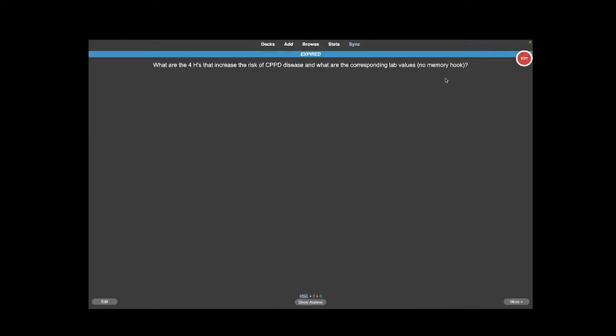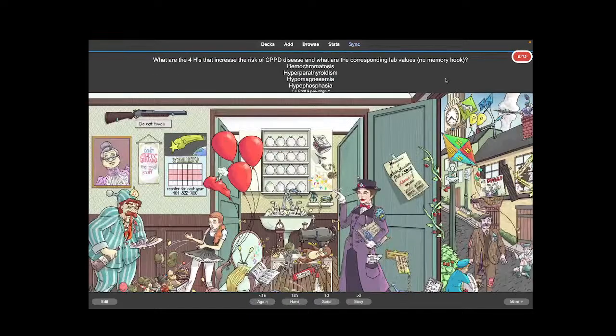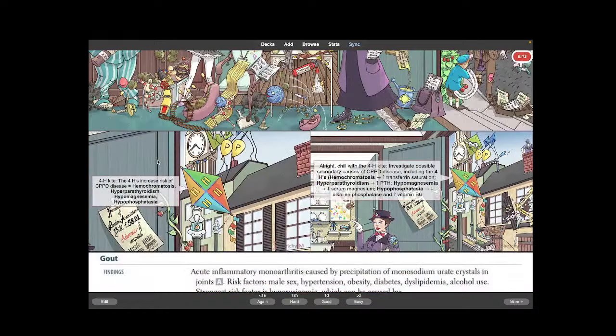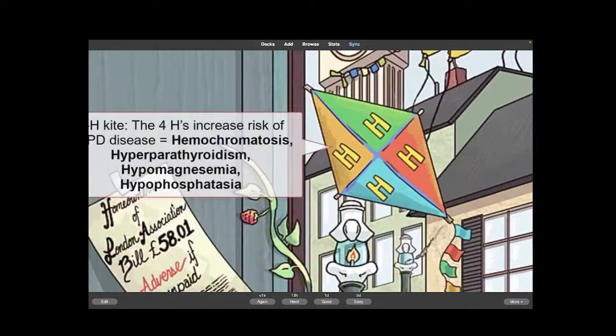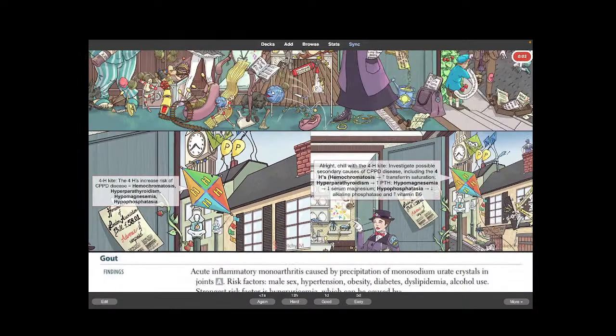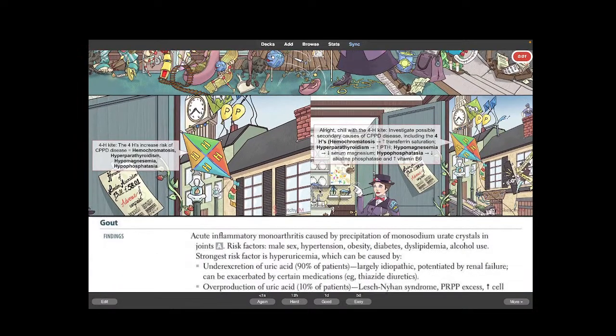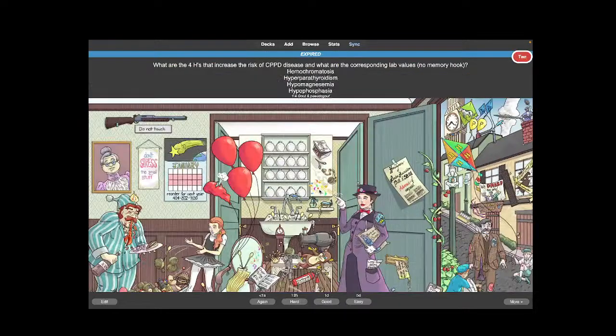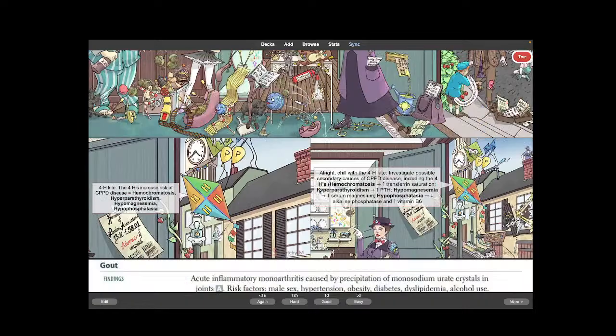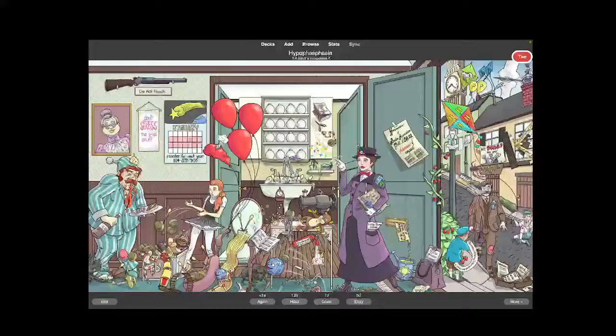What are the 4 H's that increase the risk of CPPD disease, and what are the corresponding lab values? No, memory is not gonna help in anything. Just showing a kite with 4 H's doesn't mean I'm gonna guess all these. Hemochromatosis, hyperparathyroidism. Well, like what? You think I'm gonna remember like that? It doesn't work that way. Okay. Well, you did your best. You really did do your best. I think in one single image is kind of hard.